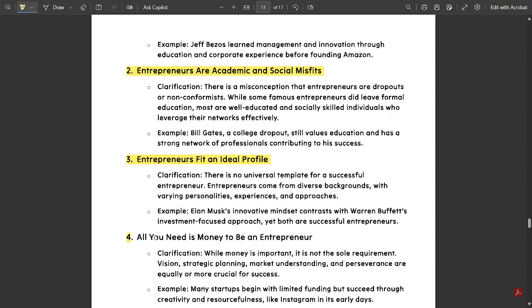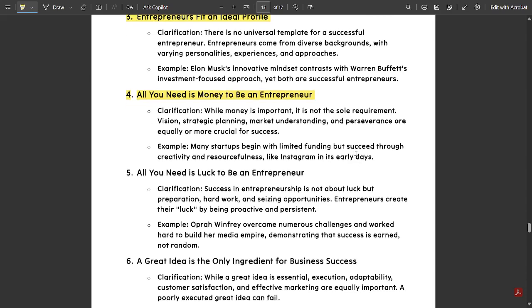Next is all you need is money to be an entrepreneur. Okay, that's not the thing at all. That's a huge myth that you need only the money. Money is required, but along with the money, skill sets, experience, financial background, everything is required. So you should be having all of this. Only money is not required. While money is important, it is not the sole requirement, as I've told you. Vision, planning, market understanding, perseverance, equality are more crucial for success.